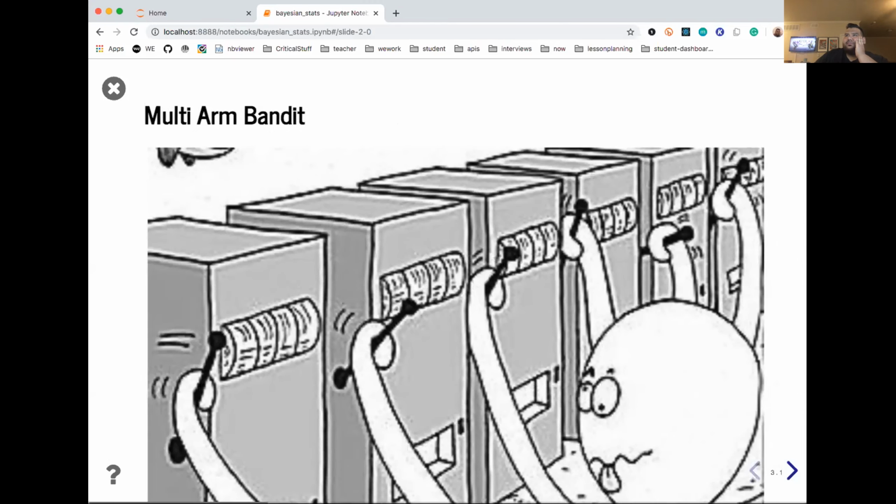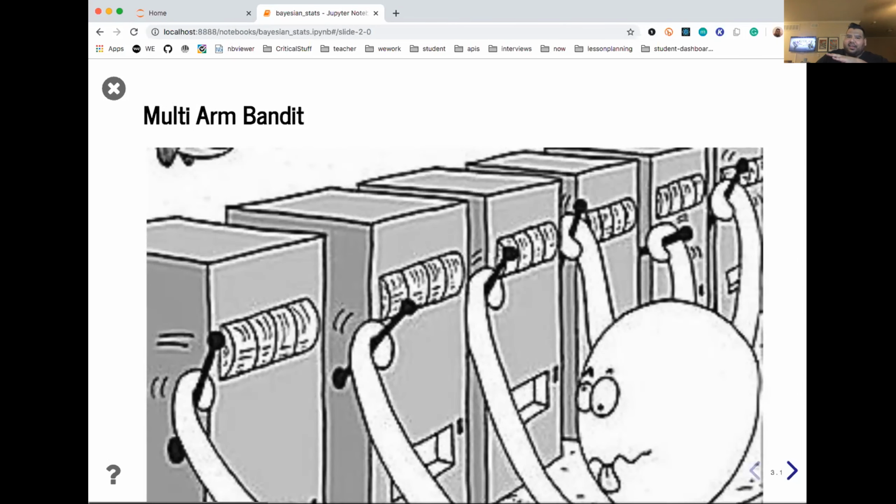So I want to talk about multi-arm bandit, and then we'll get into an example. Multi-arm bandit comes from the idea of, and it shows an octopus here, the classic picture, pulling on slot machines. So imagine that you are gambling at a casino and just doing slots. At first, there is an equal chance, and let's say there's 10 slots.